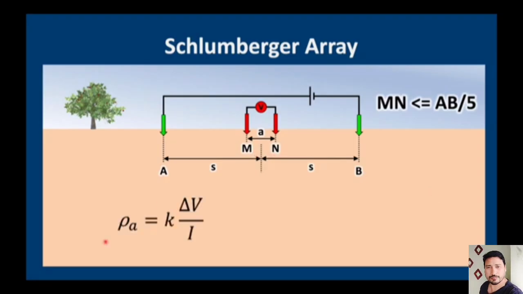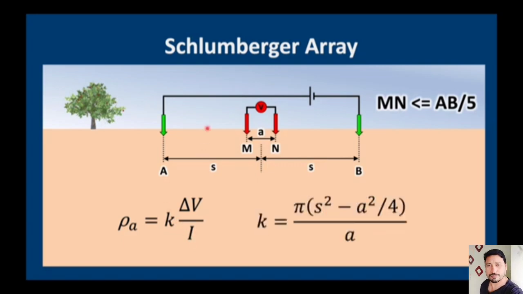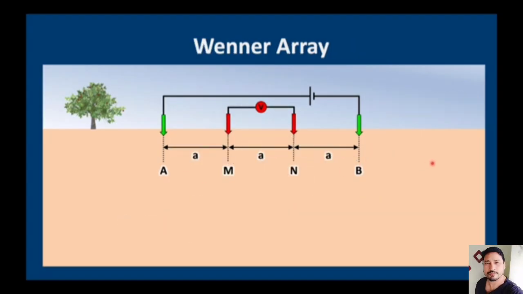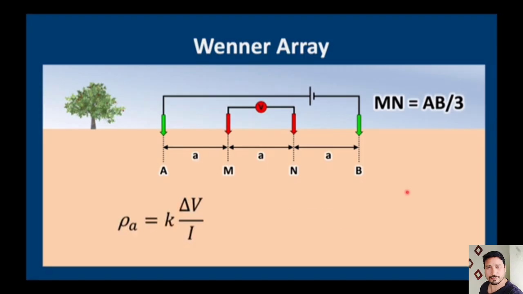Now we calculate our apparent resistivity by measuring the delta V and I, and multiplying it by K. K is a geometric factor which is dependent on the configuration of the array. Another array that's used a lot in groundwater exploration is the Wenner array. In the Wenner array, all the distances between our electrodes are constant. The formula is the same, but the geometric factor is slightly different.